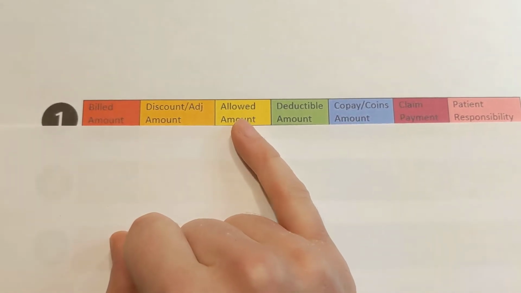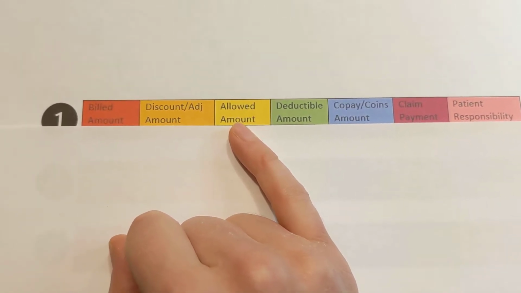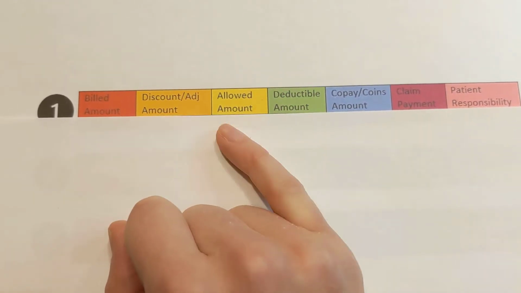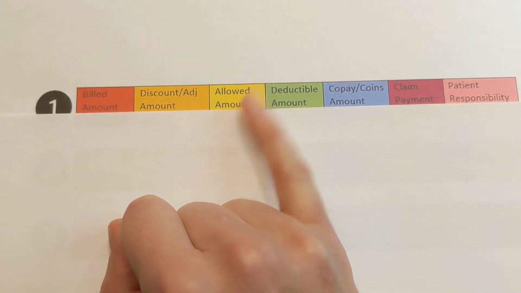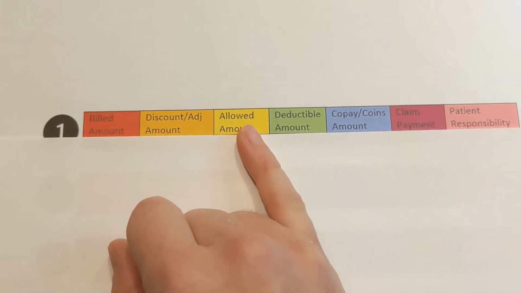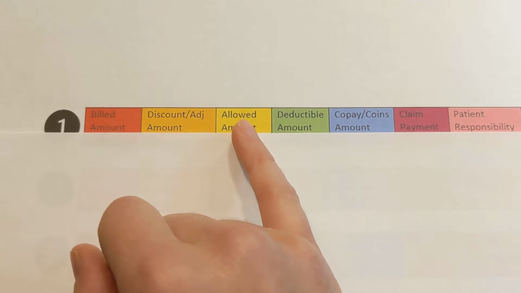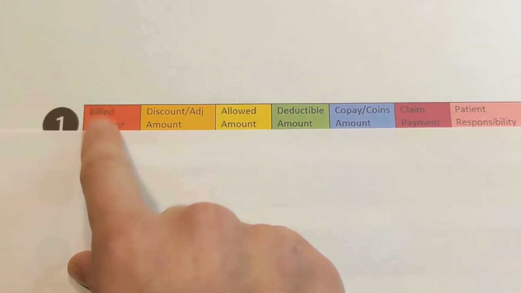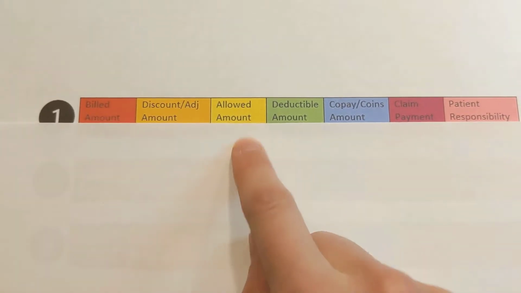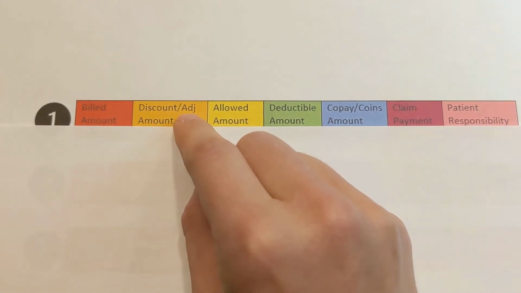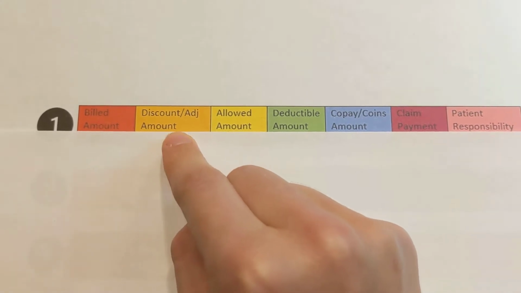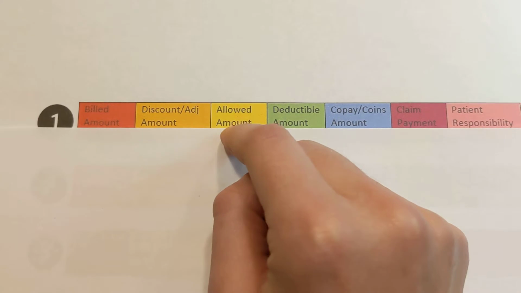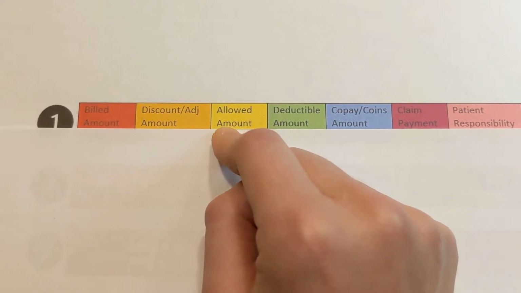The allowed amount is the amount that the insurance company is allowing the provider to bill for the insurance. It's also called the contracted rate, the amount that the insurance company and the provider have contracted to offer that service. The discounted amount is the difference between those two amounts. So this will be higher, this will be less, and the discount or adjusted amount is the amount that you're saving by using your insurance company and having their contracted rates.